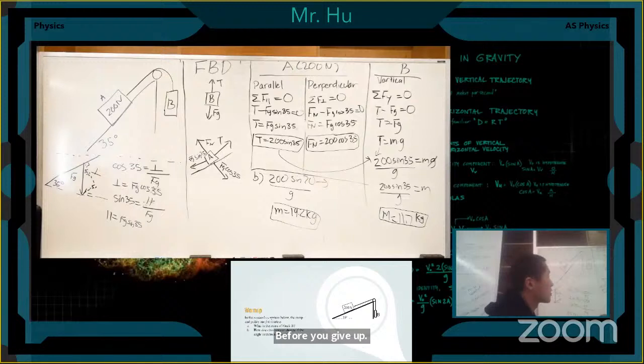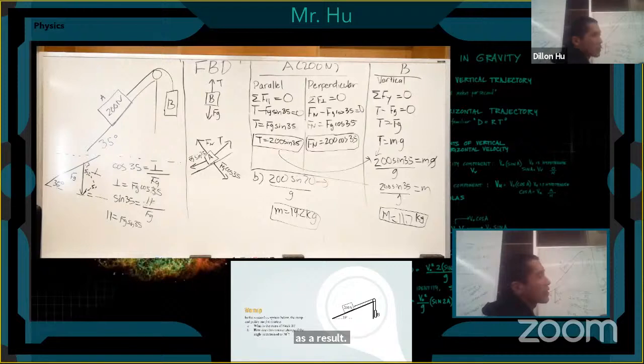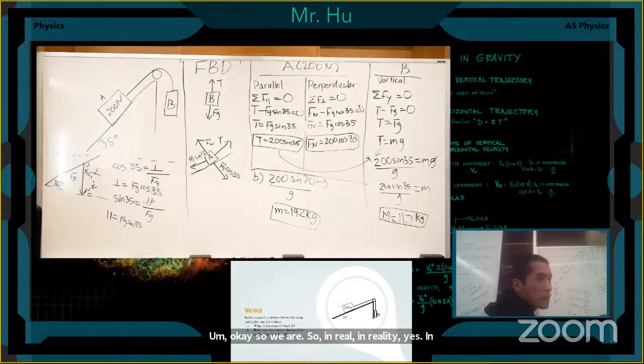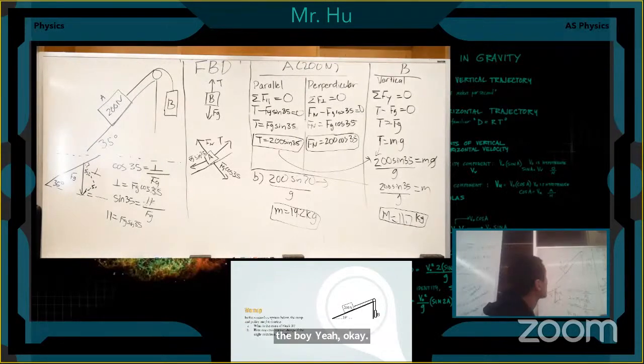I have a quick question actually. Go ahead. On your first diagram on the board and on the diagram on the slides, there is that little ball that takes a rope and makes it go around. If the ball was bigger or smaller, would that affect the result? Okay, in reality, yes. In this problem, no, because there's no friction of the rope on the pulley. Okay. Yeah.